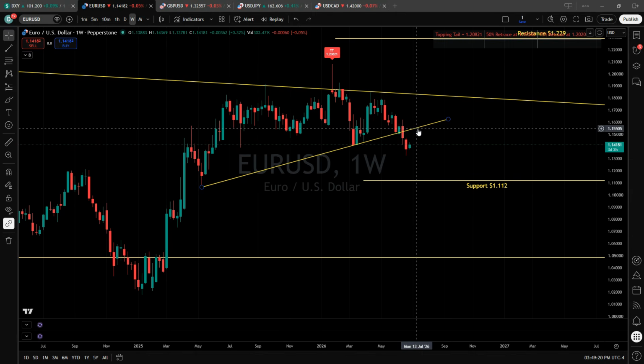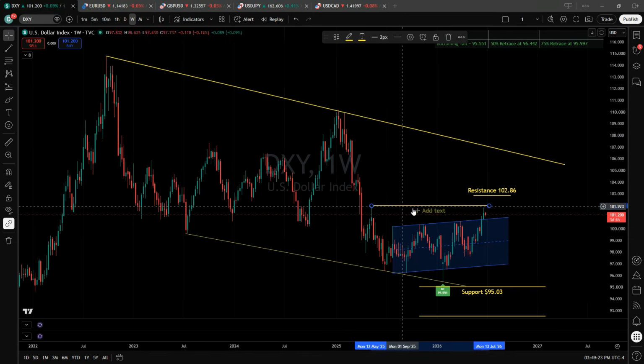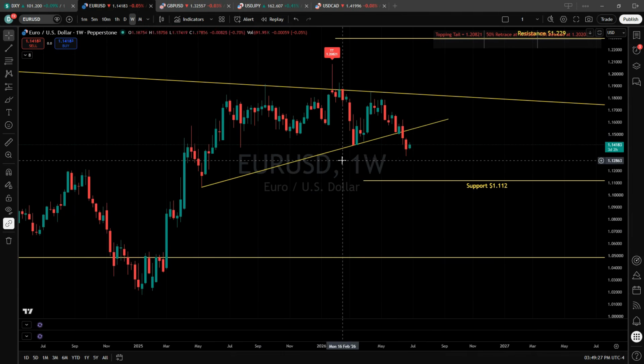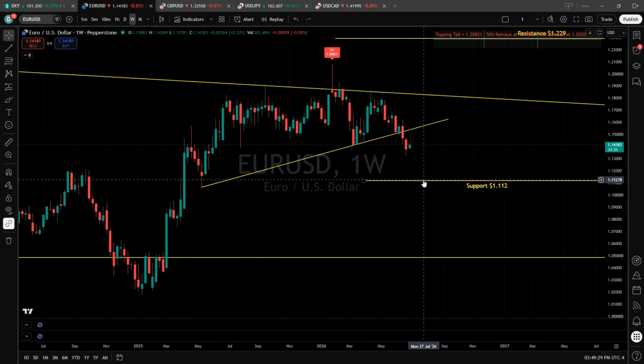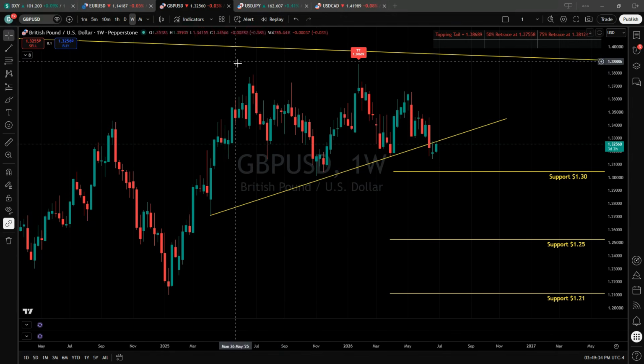In that case, that would be resistance as long as the dollar then does bounce off the top of that parallel channel and continue pushing higher. That would then send the euro down. Next support at 1.11. Next up into the Great Britain pound over the US dollar.